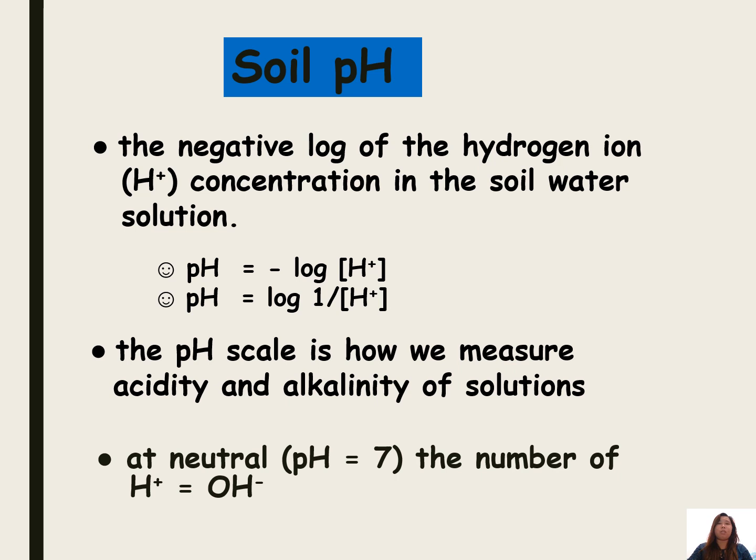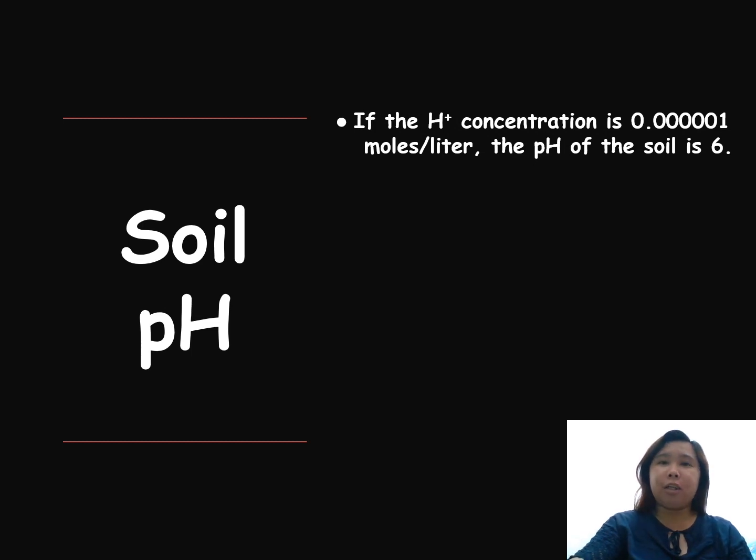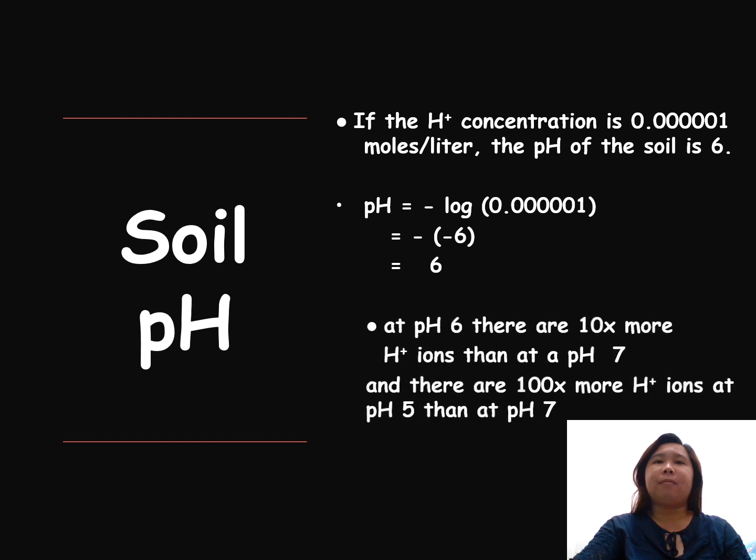At neutral pH, which is pH 7, the number of hydrogen ions is just equal to the number of hydroxide ions. If the hydrogen ion concentration is 0.000001 moles per liter, the pH of the soil will be 6, using this formula. And at pH 6, there are 10 times more hydrogen ions than at pH 7, and there are 100 times more hydrogen ions at pH 5 than at pH 7.